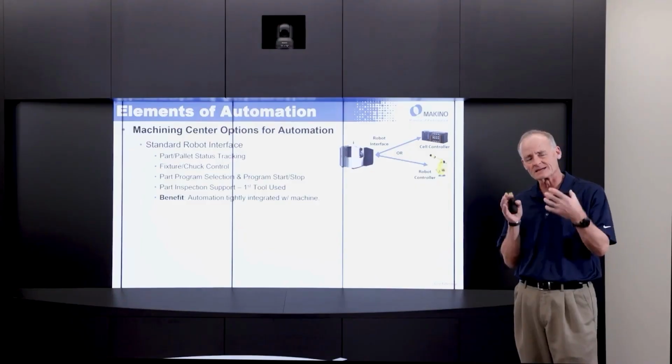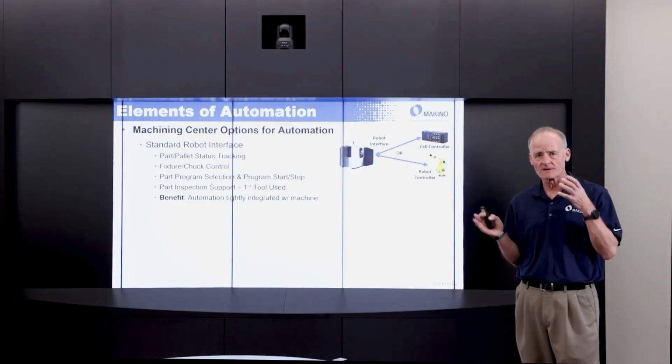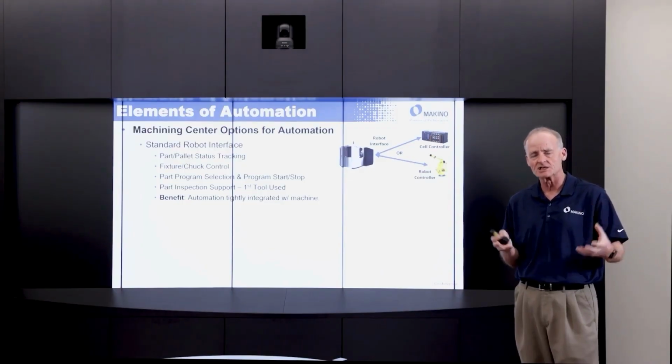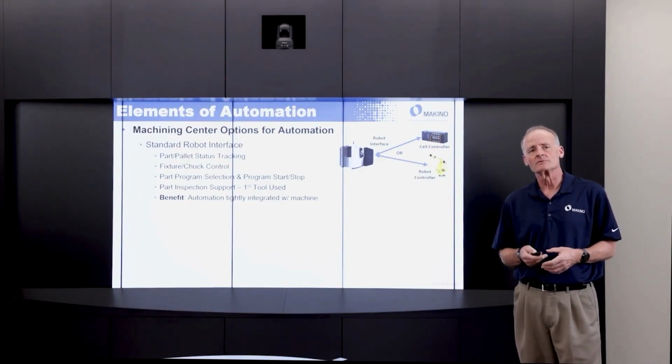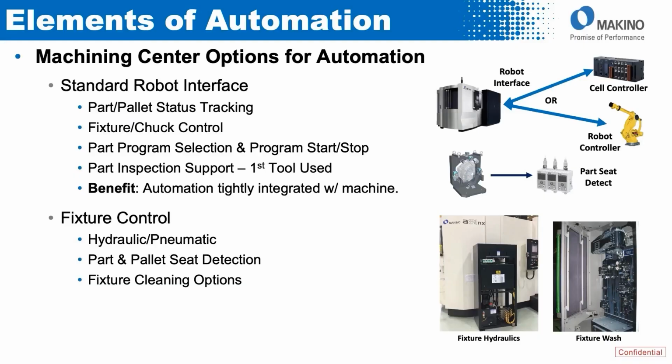So the benefit is you've got a tightly integrated machine within your automation. So the automation and the machining center are talking together, exchanging the proper information required in order to have a smooth running operation. Let's talk about fixture control and the control of that fixture.